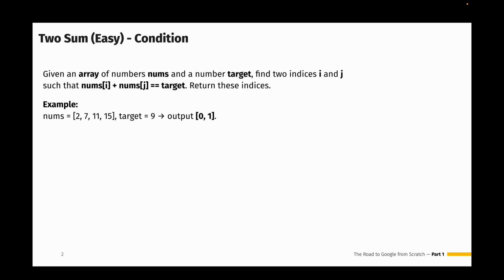We have an example where we have an array nums with values 2, 7, 11, and 15, target which is equal to 9, and output should be 0 and 1. Why so? Because the index of 2 is 0, the index of 7 is 1, and 7 plus 2 is equal to our target, which is 9.